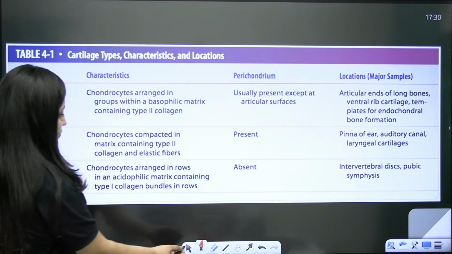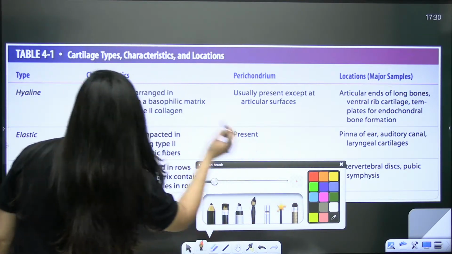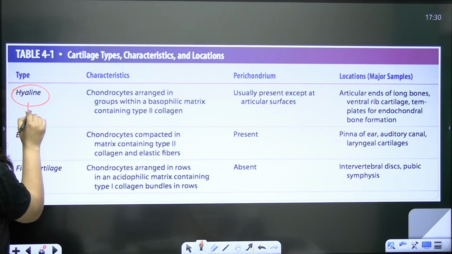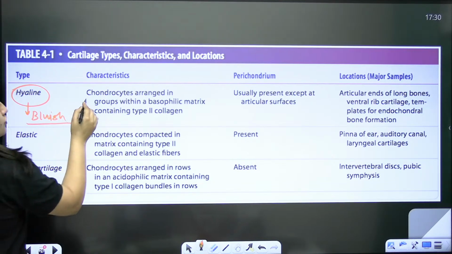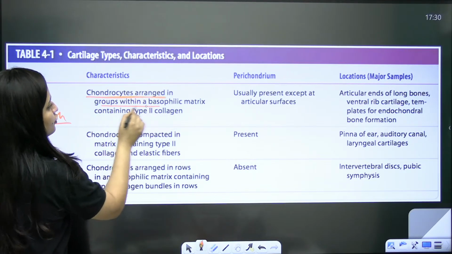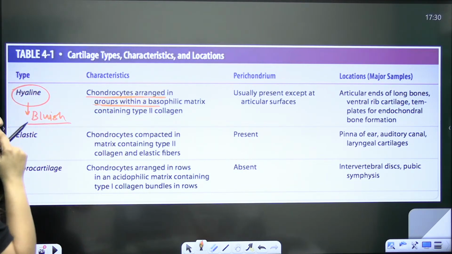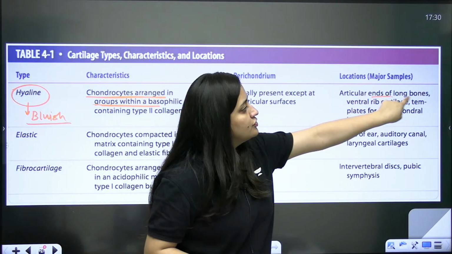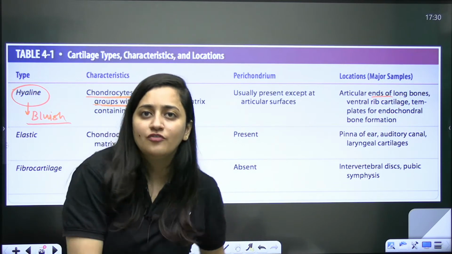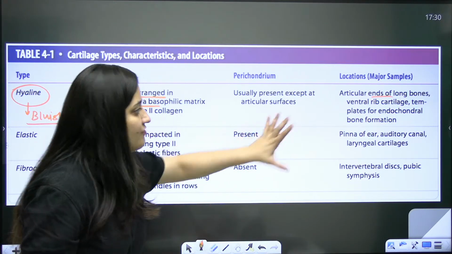Okay, questions used to come from this part. They used to ask the position. Hyaline cartilage has a glassy, bluish appearance. Here your chondrocytes are arranged in groups. So where will you find it? Just at the articular ends of long bones, like your femur.